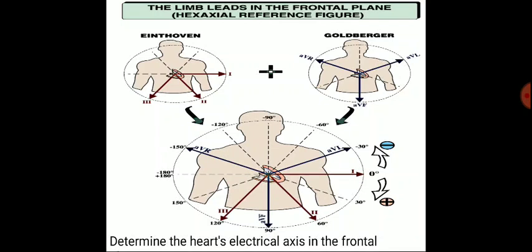Lead 1, the movement of the current in lead 1 is from negative to positive direction, horizontally, and it is at 0 degrees, while lead 2 is downwards and toward the left, so it is plus 60 degrees. The third lead is also downward and it is at 120 degrees. For the Goldberger augmented limb leads, AVR is at minus 150 degrees, AVL is at minus 30 degrees, while AVF is positive, that is plus 90 degrees.